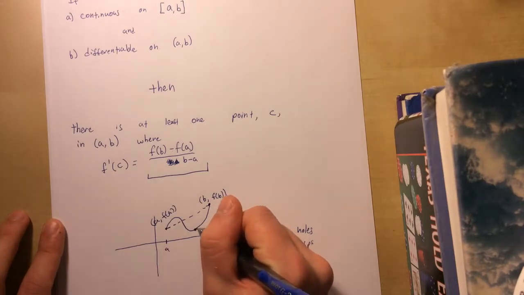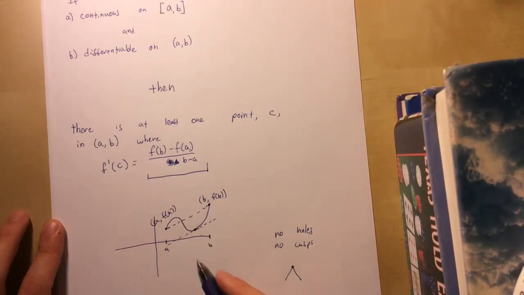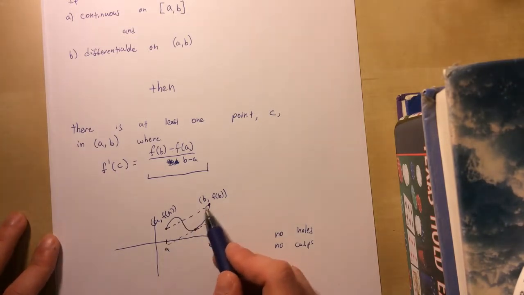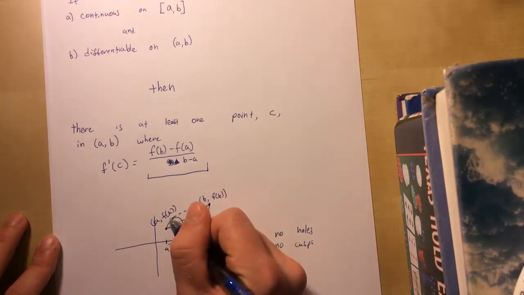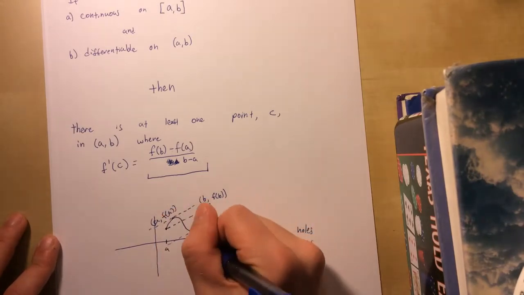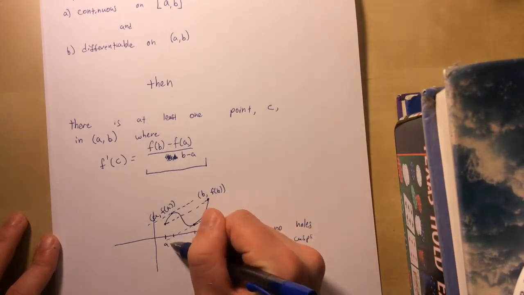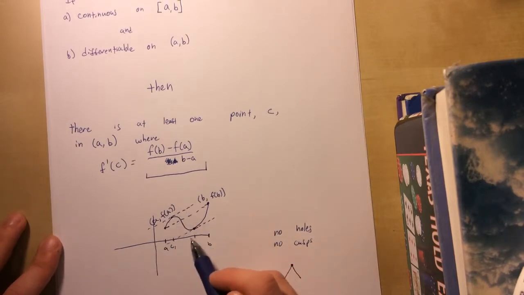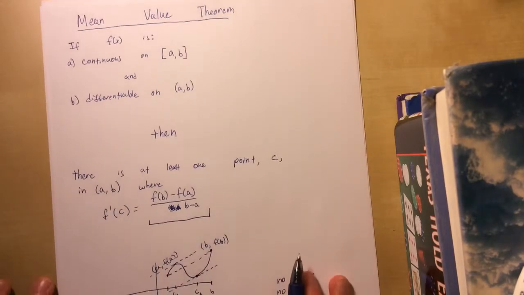Some point like over here, if we took the tangent, it would look like that. And you can see that these are parallel. So the slope of this tangent, which is the derivative, is equal to this average slope. And there's also probably a point over here. So what c would be is the x value. I'm going to call them c1 and c2. That would be the x value of the points where the slopes are equal to the average slope. So that's all that the mean value theorem means.